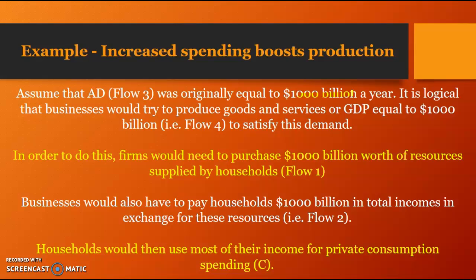In order to do this, firms will purchase $1,000 billion worth of resources, so land, labour, and capital, and they'll be paid about $1,000 billion in income. If we increase any of those flows, it should flow on to increasing the other flows in turn.